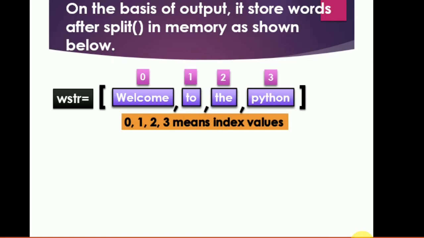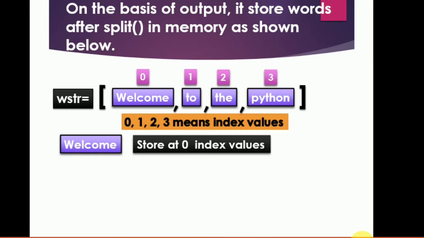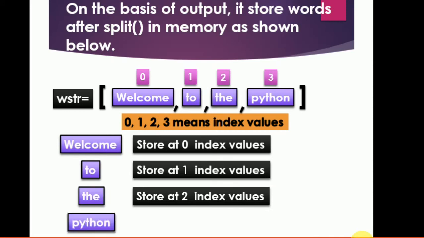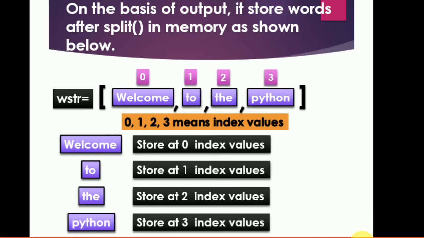If you go through the string "welcome to the Python", W is at 0, then 1, 2, 3. Now all the words are separated, so a single word is at a single index value 0, 1, 2, 3. Welcome is stored at index value 0, "to" at 1, "the" at 2, and last, Python is at index value 3.